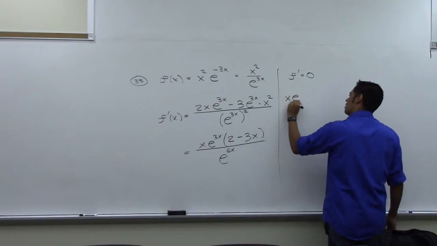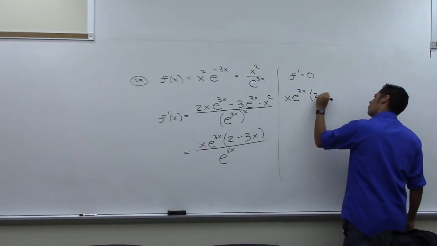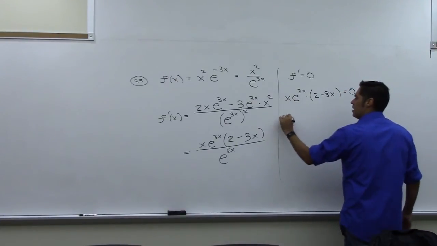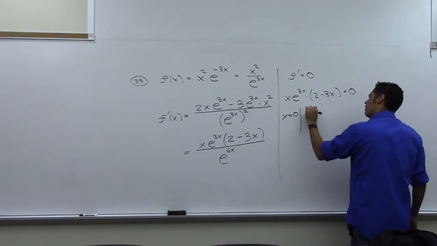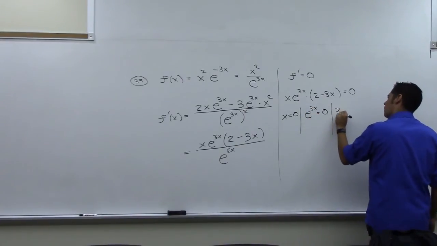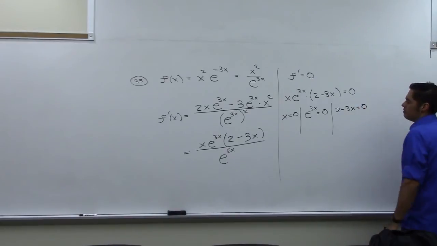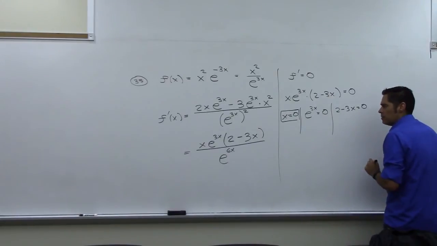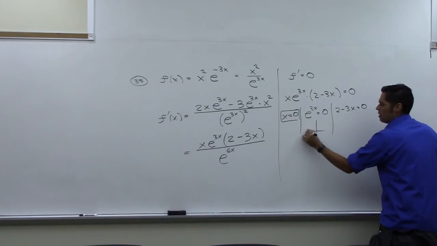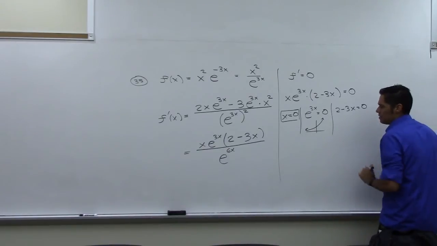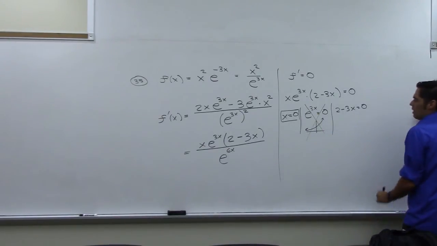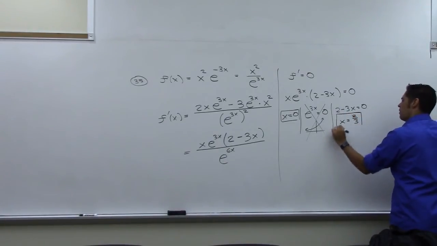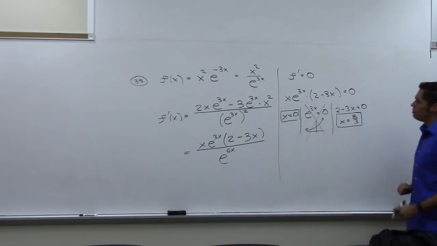So I set the top equal to 0, which means since this is multiplication, I can set each factor equal to 0. Okay, now x equals 0, well, there's nothing to do there. E to the 3x is never going to be 0. That's impossible. E to the 3x looks like this. This thing never hits the x-axis. There's no solution here. And this one right here is just a linear equation, so you get x is equal to 2/3. So far I have two critical numbers, 0 and 2/3.